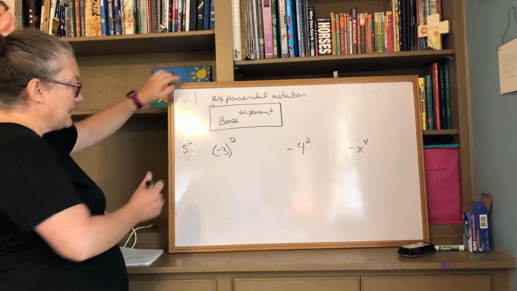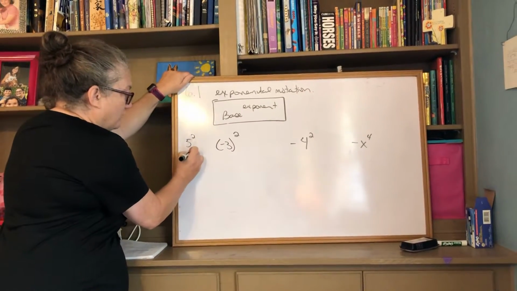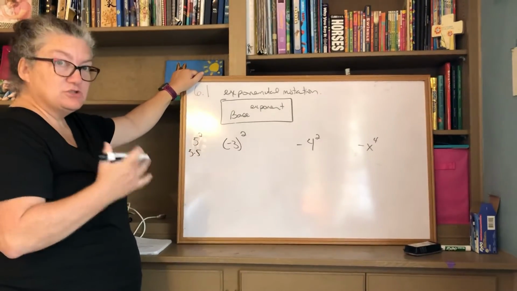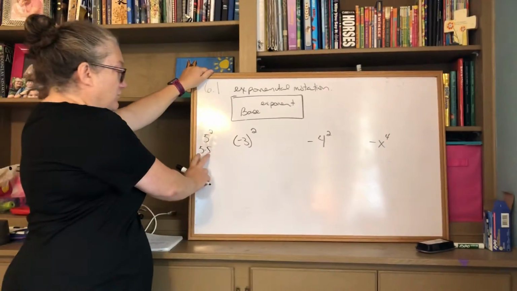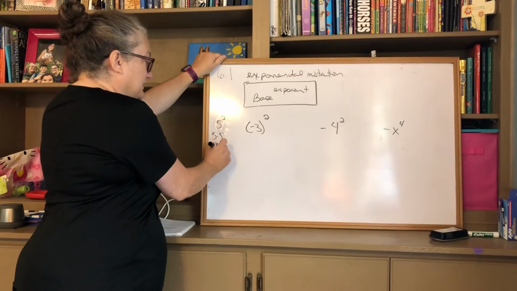This 2 tells me I have 2 5s. It is not 5 times 2. It is 5 times 5. I have 2 factors of 5. So this would be 25.